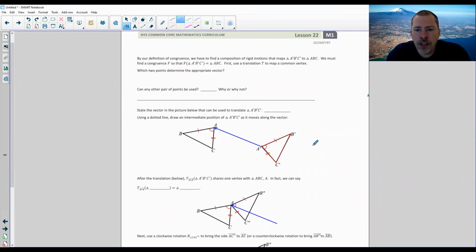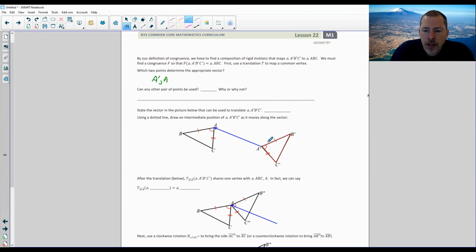First, use a translation T to map a common vertex. Which 2 points determine the appropriate vector? So as you see down here, there is a vector. It starts here, that is called the initial point, and this is the terminal point where it ends. So you start with the starting point. So the 2 points we're using are A prime and A. Can any other pair of points be used?